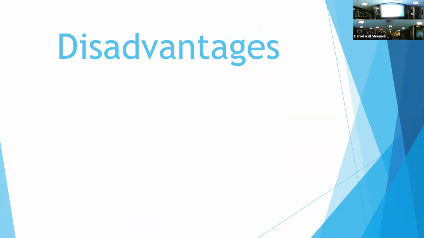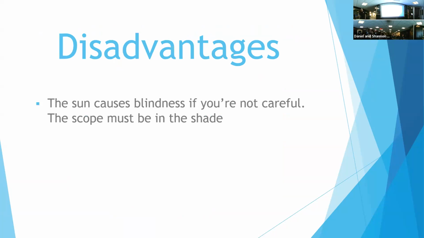Here are some disadvantages also. The sun causes blindness if you're not careful. The scope must be in the shade, as I specified before, and I have to be very careful. When the sun is up, make sure the scope is in the shade.